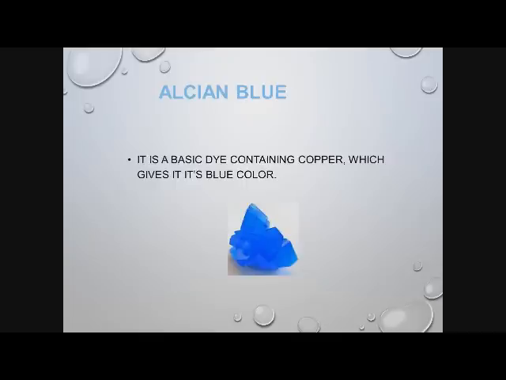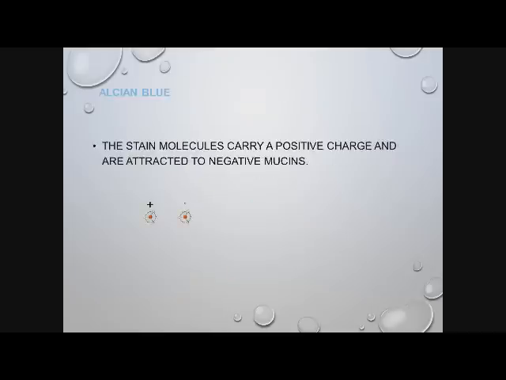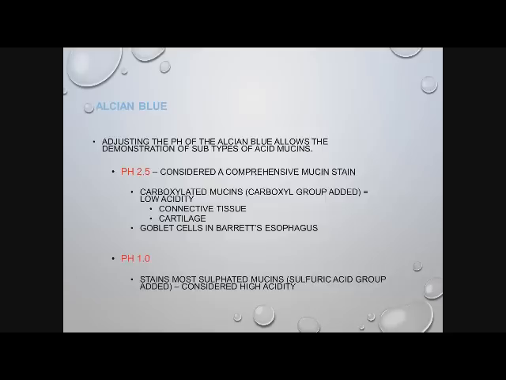Alcian Blue is a basic dye. It contains copper. That's what gives it its blue color. The stain molecules carry a positive charge and are attracted to the negative mucins. Alcian Blue does not stain neutral mucins. Adjusting the pH of the Alcian Blue, you might wonder, why do we do a 2.5 as opposed to a 1.0?